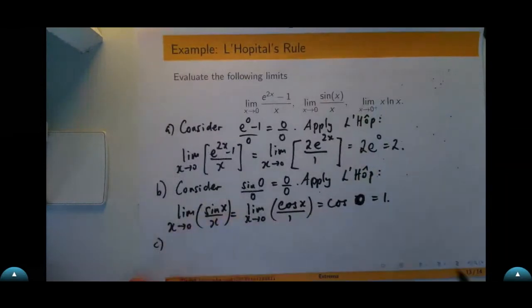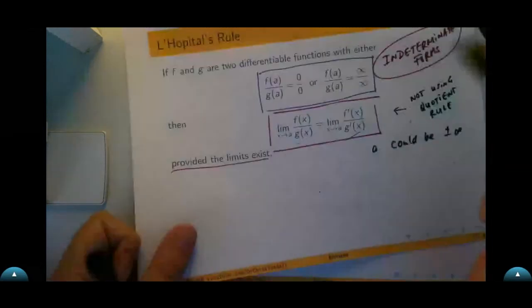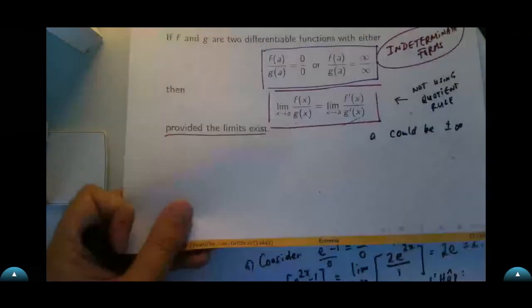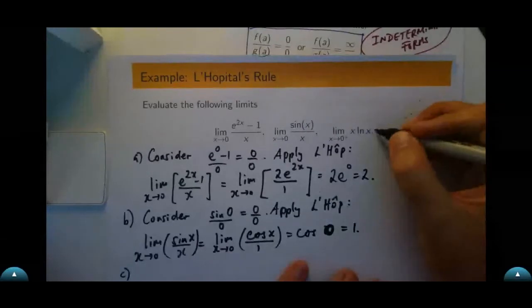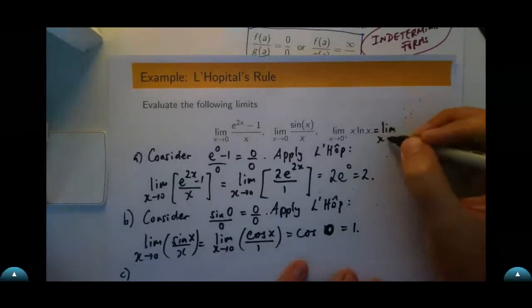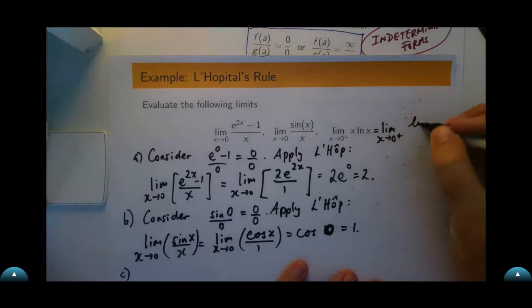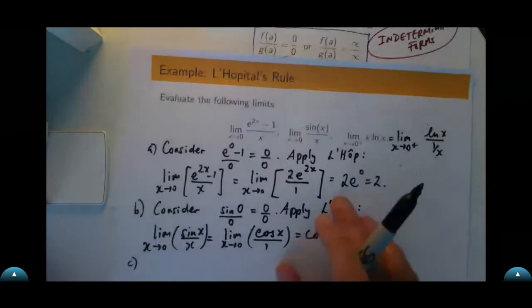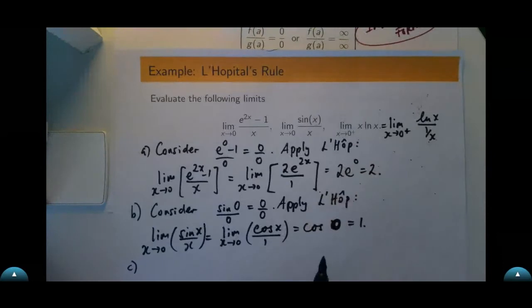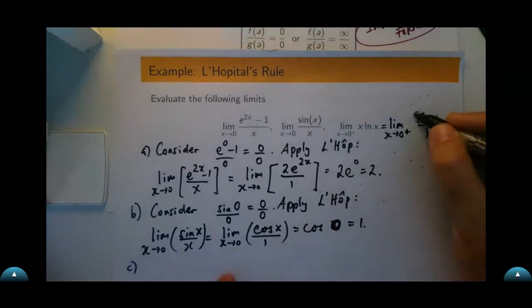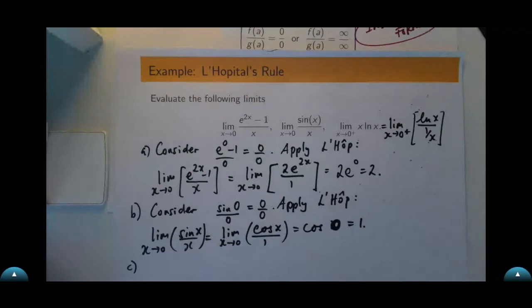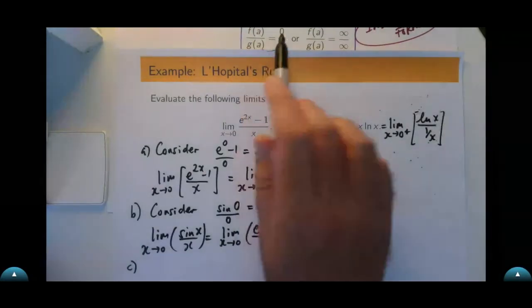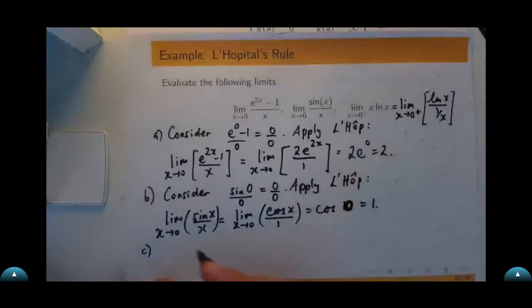Okay, last one. This one looks a bit weird because it doesn't look like a quotient. But what you can do is rewrite this and be a bit sneaky and write it like that. So this would be your top function, that would be your bottom function. So don't be scared to rewrite your functions in some kind of quotient, and hopefully you can get this indeterminate form.